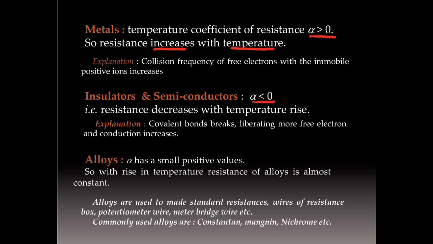For alloys, alpha has a very small positive value. Therefore, if temperature increases, there is very little change in resistivity of the alloys, and that's why they are used for making standard resistance wires. Important from the practical point of view. Commonly used alloys are constantan, manganin, nichrome.